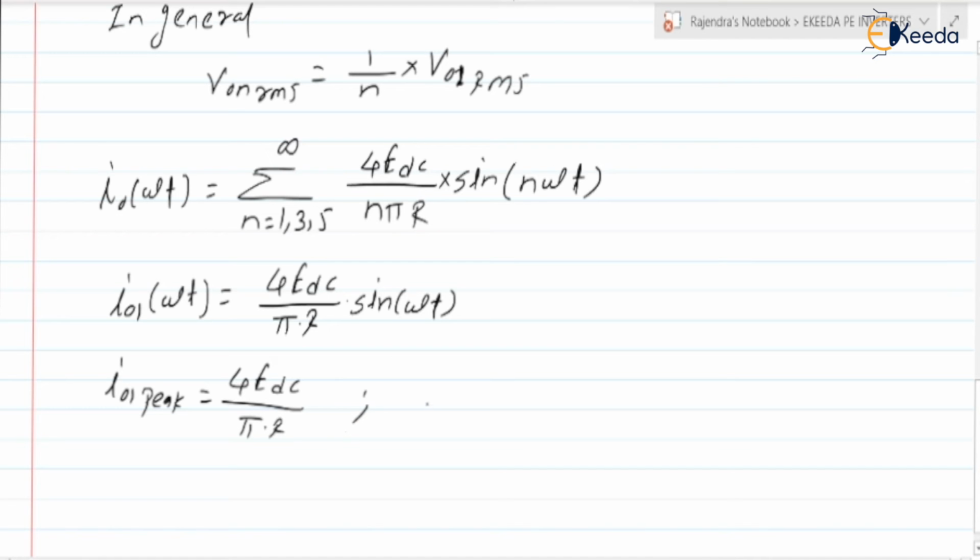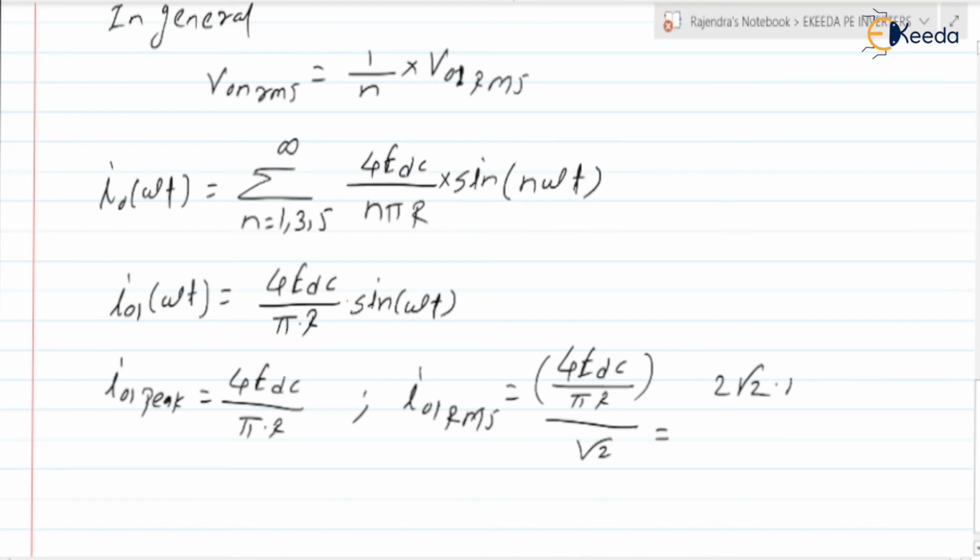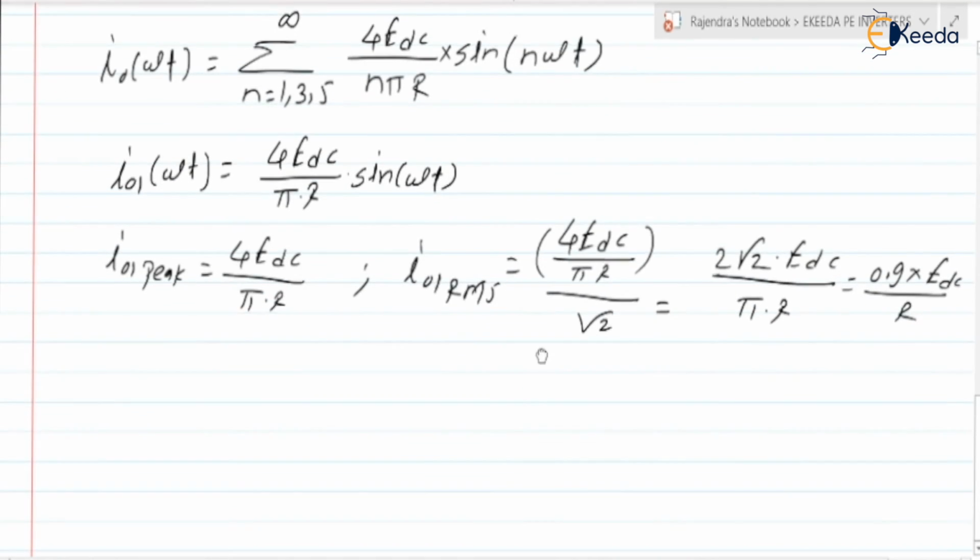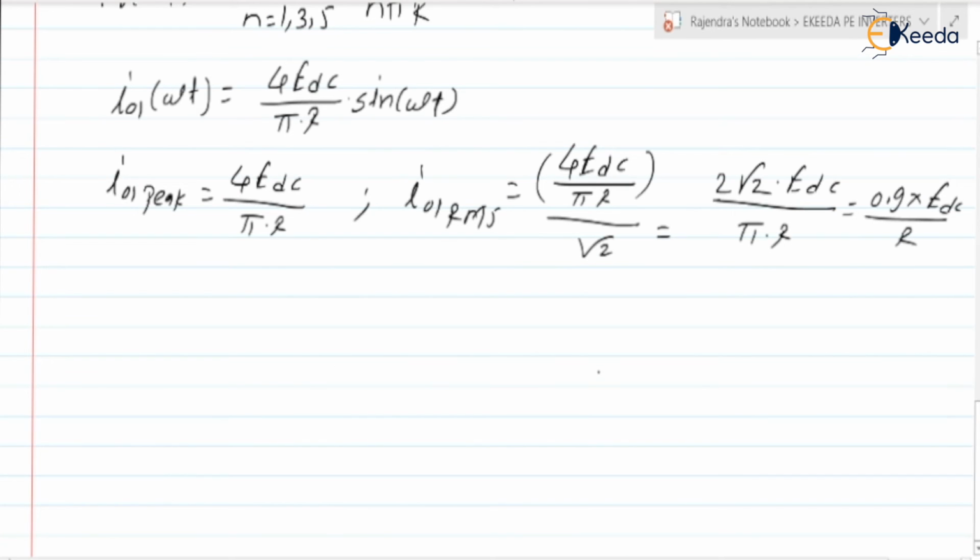Okay. What is I01 RMS? I01 RMS equals peak divided by root 2, which is 4 EDC divided by pi R, divided by root 2, is equal to 2 root 2 EDC divided by pi into R. So it is like 0.9 EDC by R, which is nothing but V01 RMS by R, equal to V01 RMS divided by R. Is this clear?